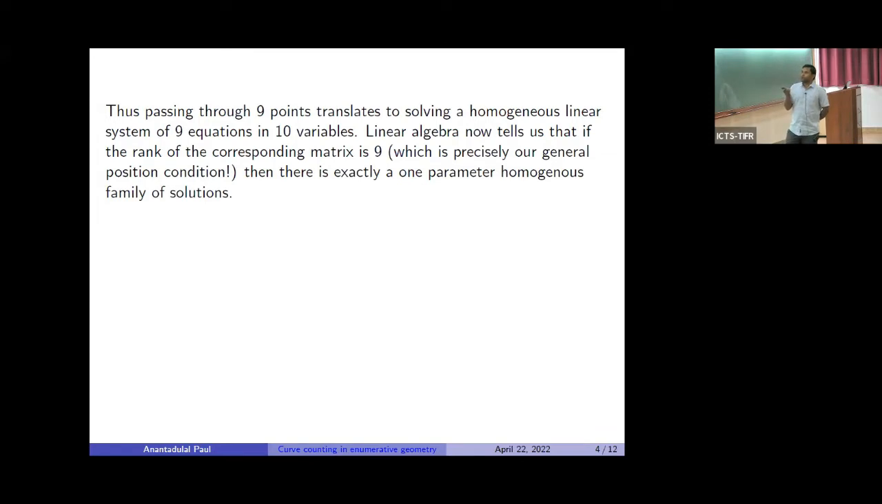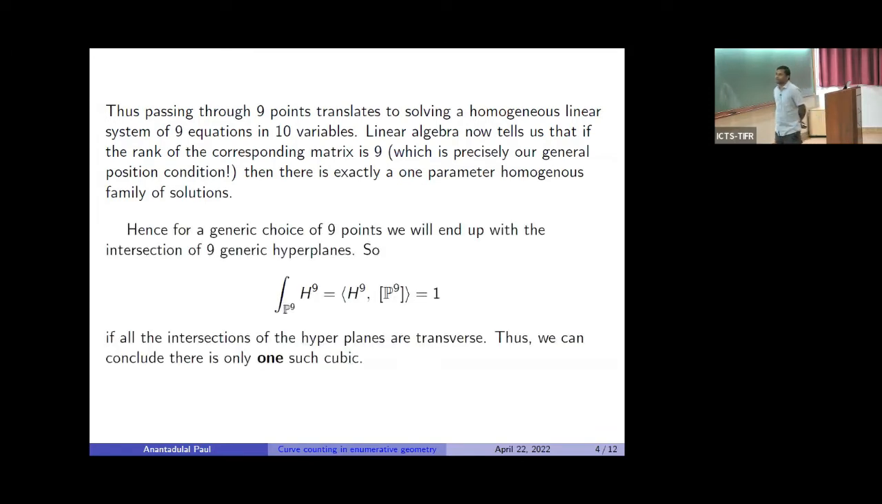Now in modern theory, we can rephrase this as follows. We have parameterized our space to be CP9, which is the space of all cubics. And we are saying that a cubic passing through 1 point is a hyperplane. So passing through 9 points is basically h to the 9. So we are computing the intersection product of h to the 9 against the fundamental class of P9, right? That's basically 1. So these are all very nice.